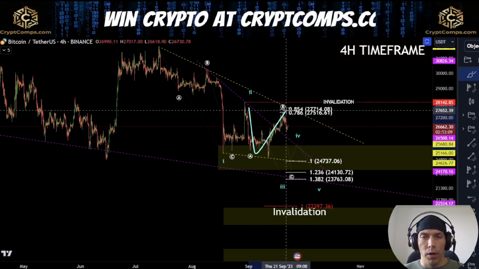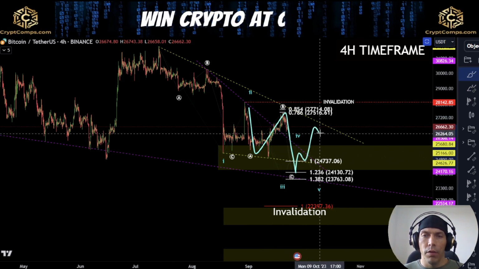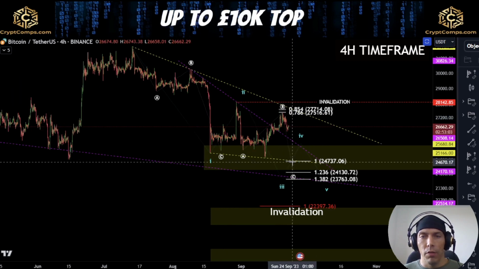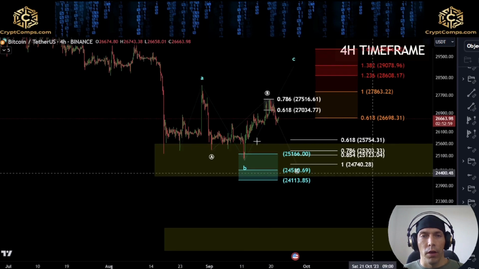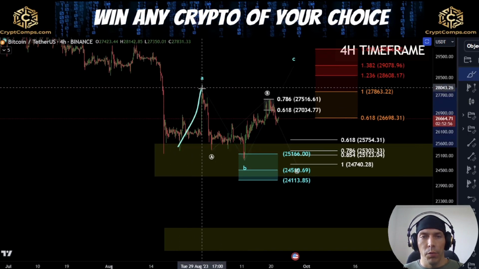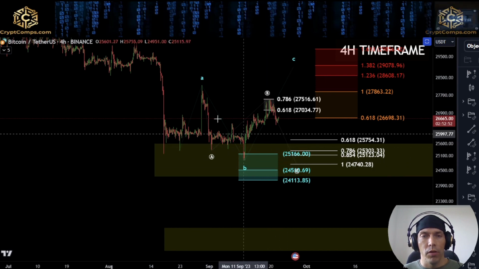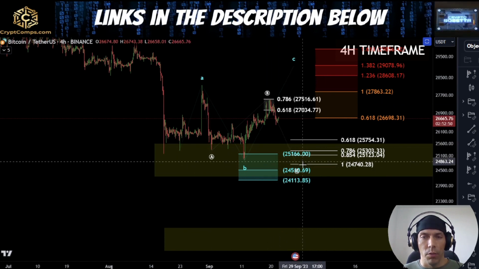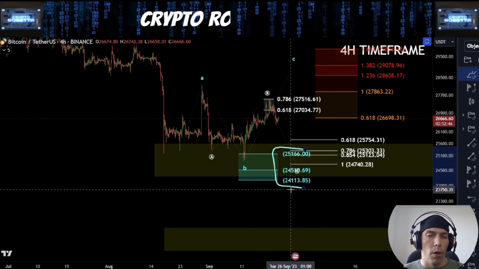If we do end up getting a 3-wave move to the downside like this, and then we start to see 5-wave structure to the upside, we need to be careful, because the idea of the bigger flat is still on the cards here, that if this is our A wave to the upside, we could still have this as A, B, and C, in which case what we could actually see here is a pushback down to some of these levels here between this 25,166 and this 24,113.